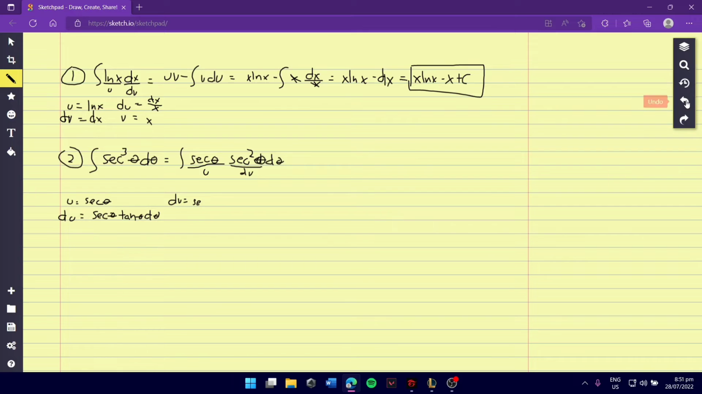Oh my god. Secant squared theta d theta. Okay, the integral of that is equal to tangent theta. So now, let us distribute it to our formula.